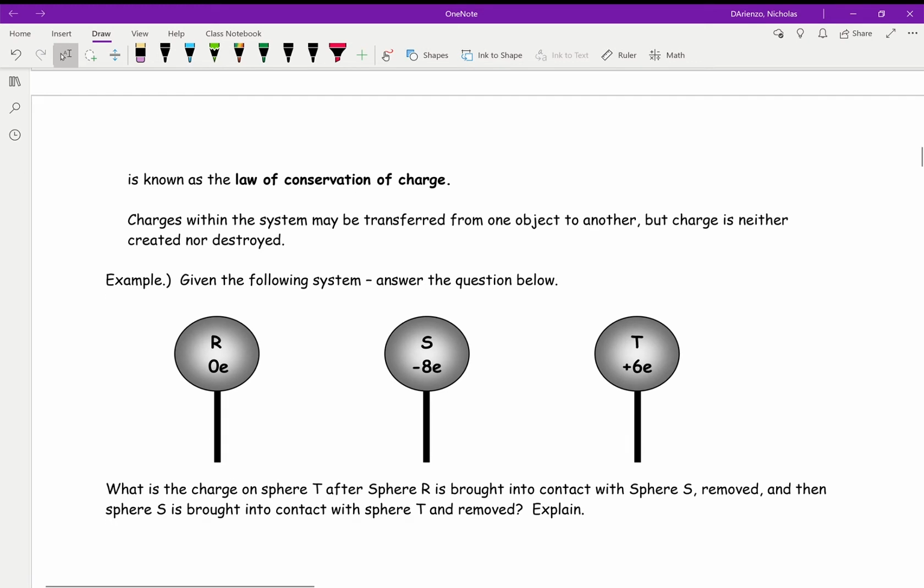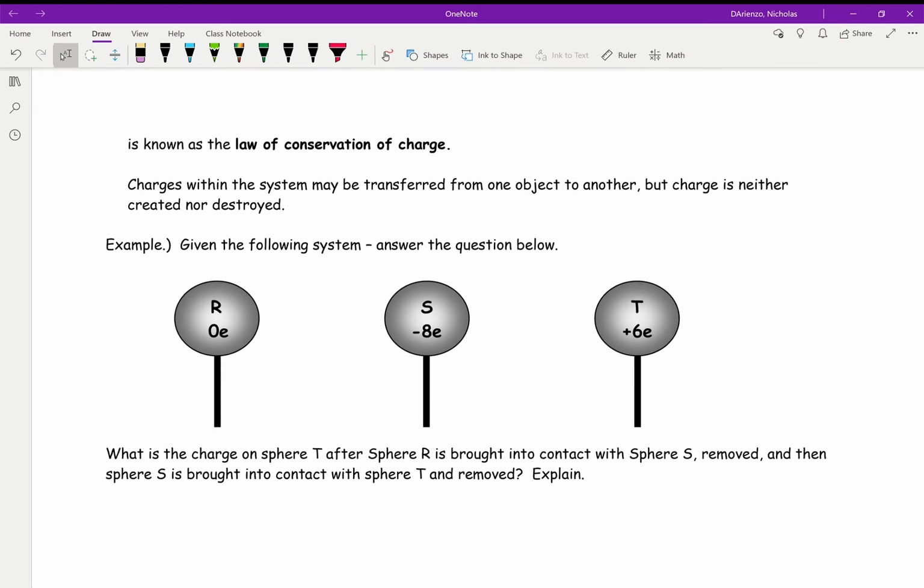And we'll take a look at a little scenario with these three insulating spheres right here in this example. So we have three spheres labeled R, S, and T with three different charges. R has no charge, S has -8 charge, and T has a +6 charge. Now what I want to do here is look at the net charge on this system to start.